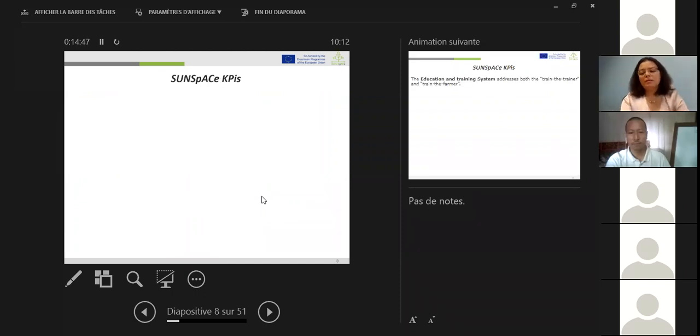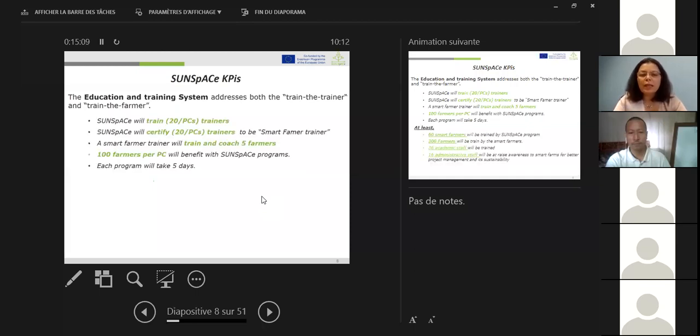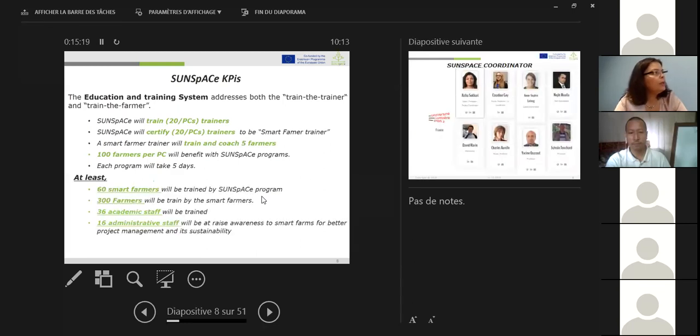In this project, we address both the trainers and the farmers. In the second step, the trainers we train during the first step will train the farmers. So we will train 20 farmers per country, and we will certify 20 trainers to be smart farmers. It means that when we start training the first farmers, we will qualify them to be smart farmers.